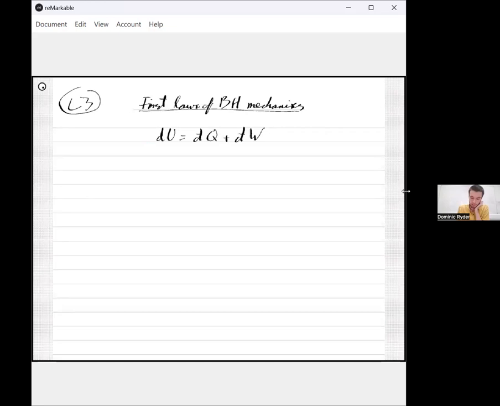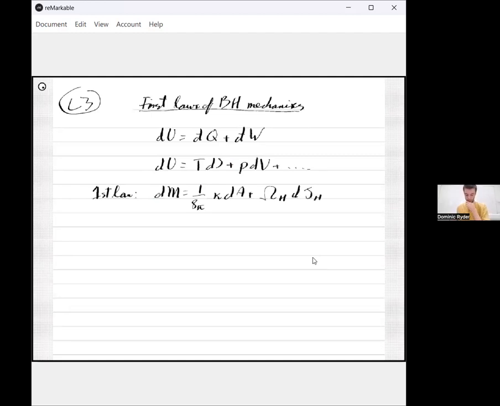Now this is normally written like this, where T is the temperature, S is the entropy, P is pressure, and V is volume, plus any other work terms we may have. And that looks just like what our first law of black hole mechanics is going to look like. So to jump to the end, the first law is going to look like dM equals 1/8π κ dA plus Ω_H dJ_H, where κ is the surface gravity.